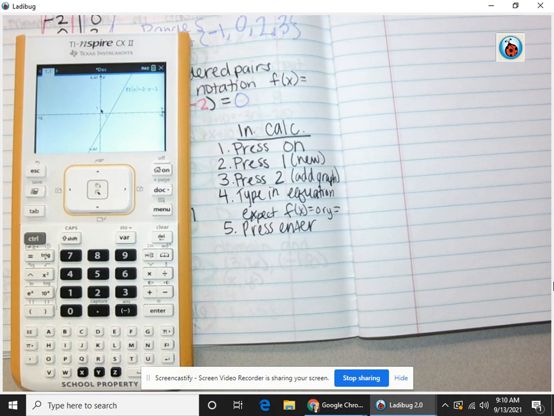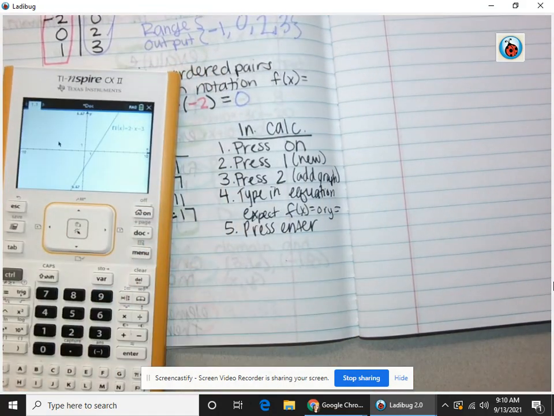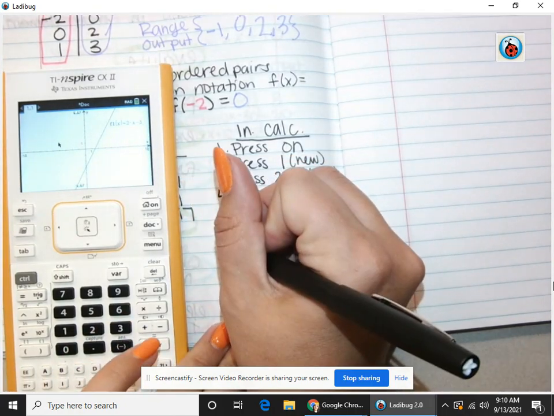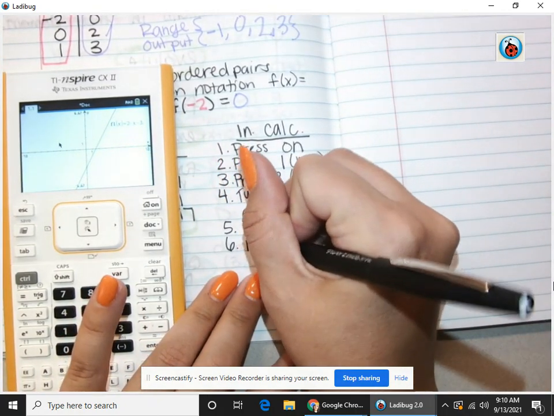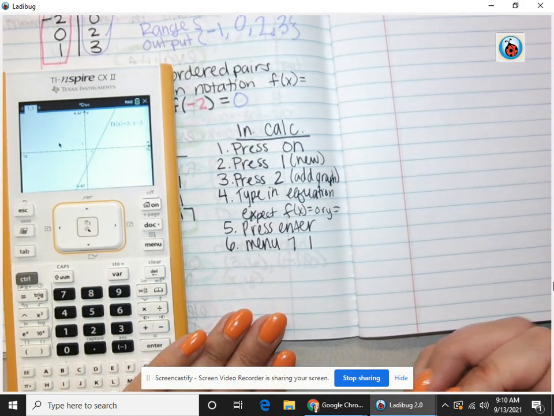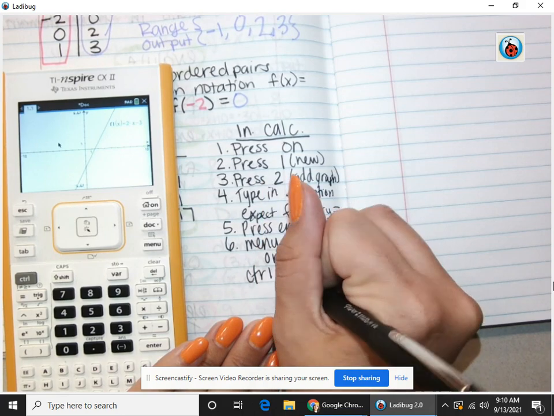Okay. So this is great. I can see my graph, but I don't really care about my graph right now. I'm looking specifically for my table. So how to look for my table? There are two options. You can press menu 7-1 or Control T.